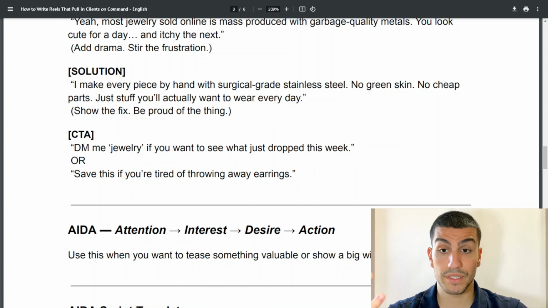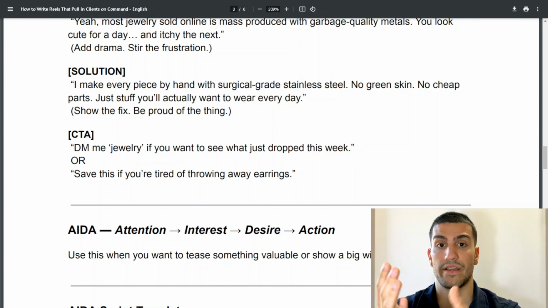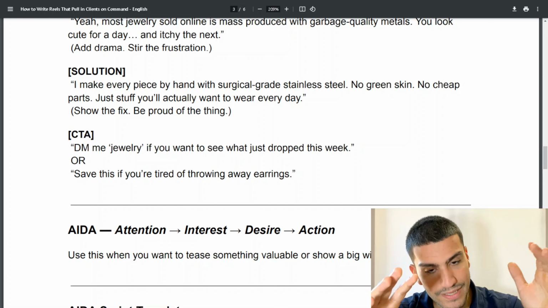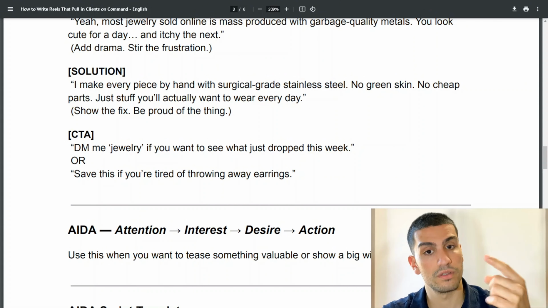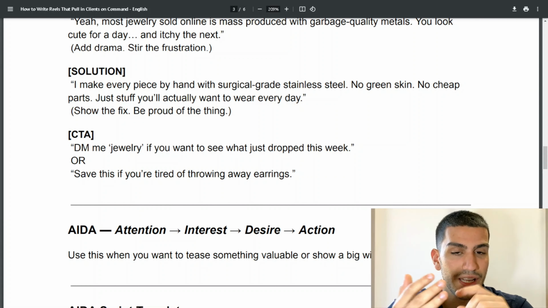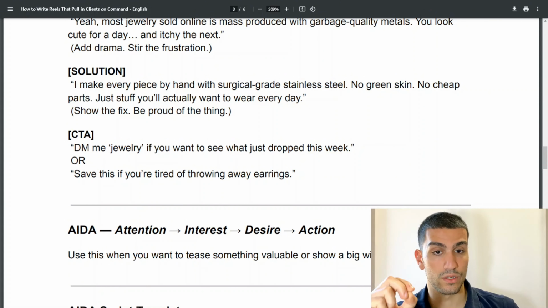They want it. But if you don't directly guide them to what they have to do, like either call you, book a meeting, go to your website, you have to guide them somewhere. Because if you don't, they'll be happy with the solution and then leave and scroll to watch another reel. So always include a call to action.